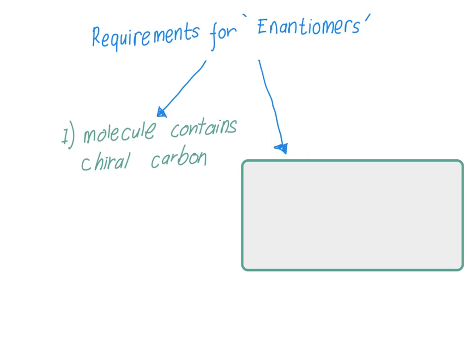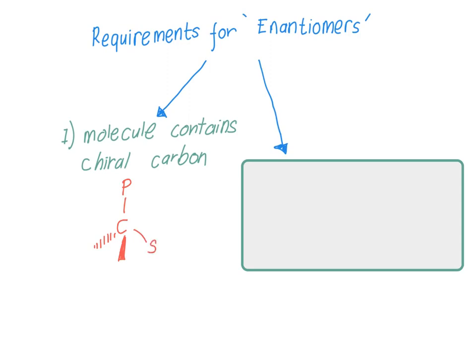So first, what are the requirements for enantiomers? Maybe we can recall the requirements for a molecule to form enantiomers. The first one is that the molecule itself should contain a chiral carbon. Maybe you can check the notes for what chiral carbon means.